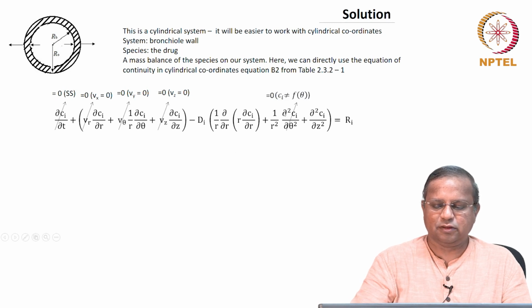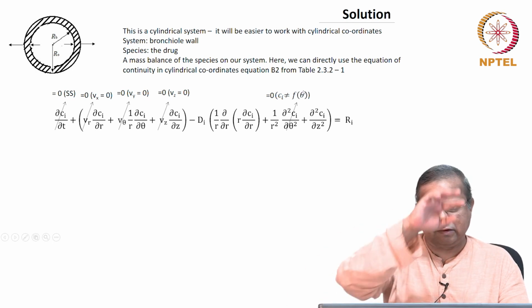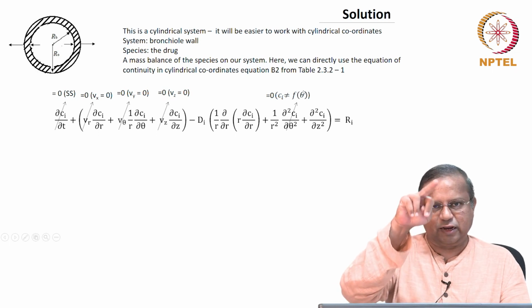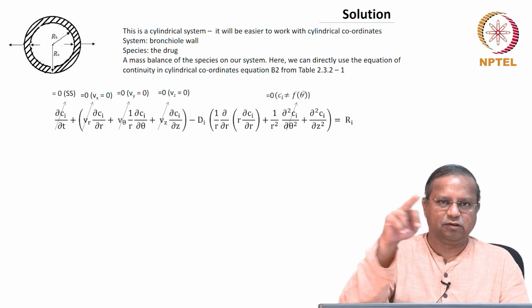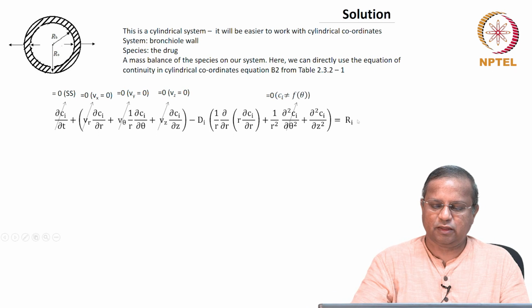And Ci, the concentration of the drug in the wall, that is what Ci is, needs to be the same at a certain radial position at all the angular positions, right? Therefore, Ci is not a function of theta, and therefore that goes to zero. There is a radial symmetry here. At any radius, if you look at the concentration of the drug, it has to be the same.